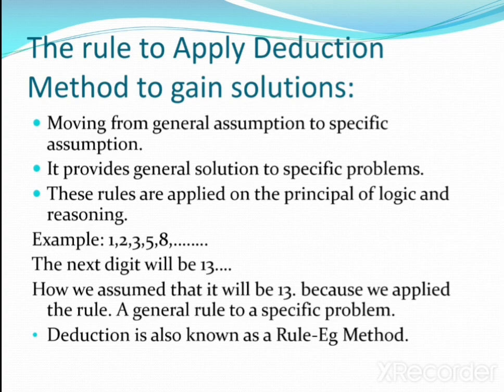So how do we assume that it will be 13? Because we applied the rule, the general rule, to a specific problem. So the deduction is also known as the rule-example model. Rule that is defined by an example, and this is how we get the method.